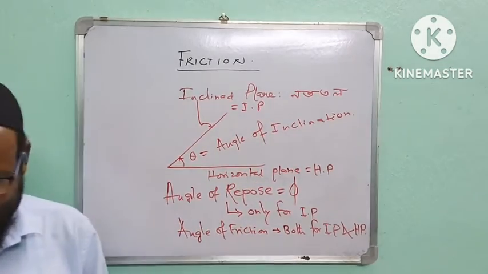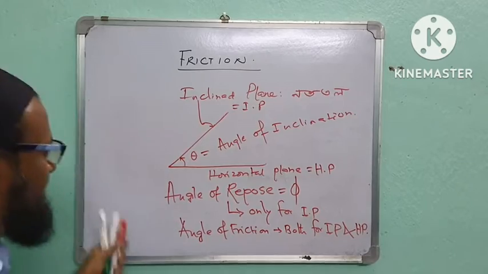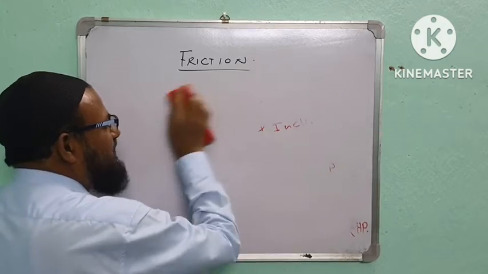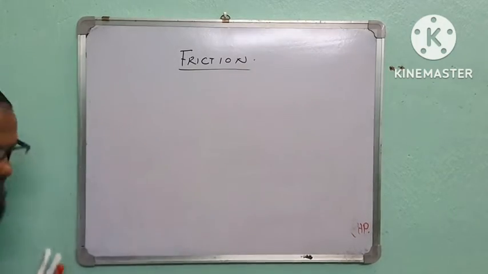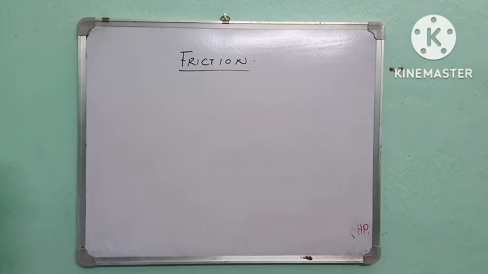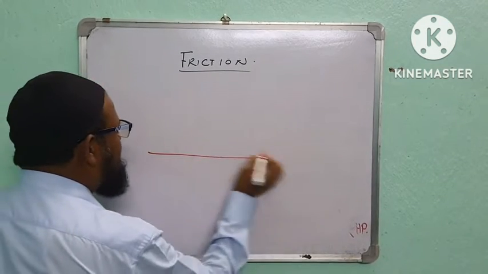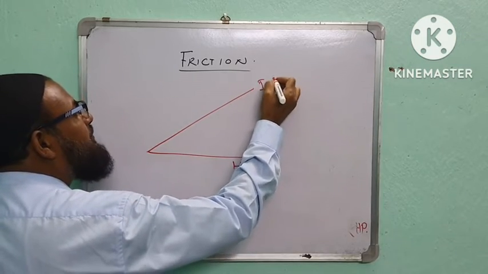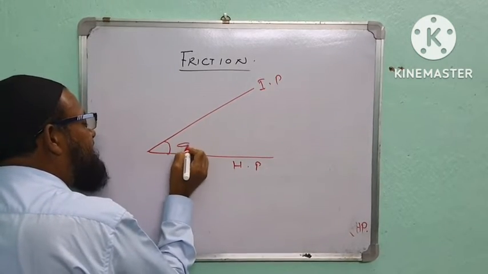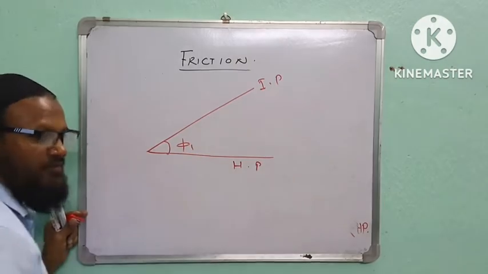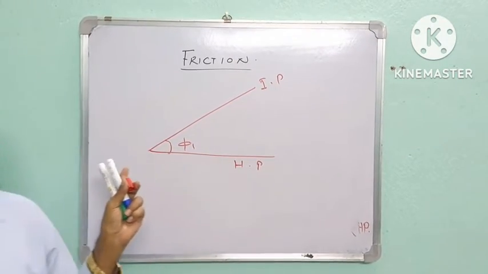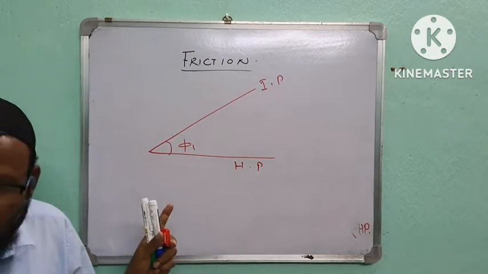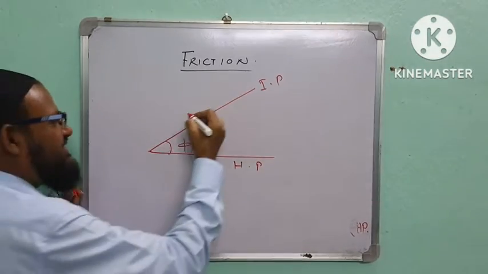Now, what is the concept of angle of repose? Please try to understand. Here, sir, this is the horizontal plane, HP. This is IP. Please see here. I am thinking this is phi 1. What is the name of phi 1? It is the angle of inclination. Very good.